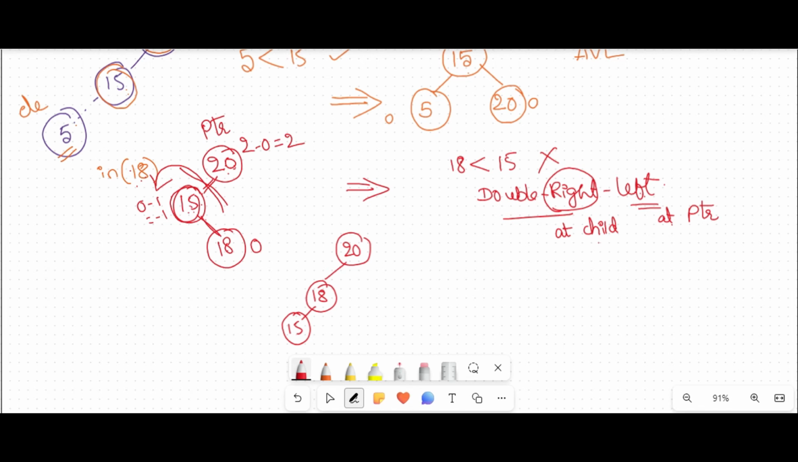Then single left rotation at PTR. That means single left rotation at PTR. Here you have to apply single left rotation. 18, 15, 20. After rotation, apply balance factors. So after insertion, the tree is balanced. So it is an AVL tree.